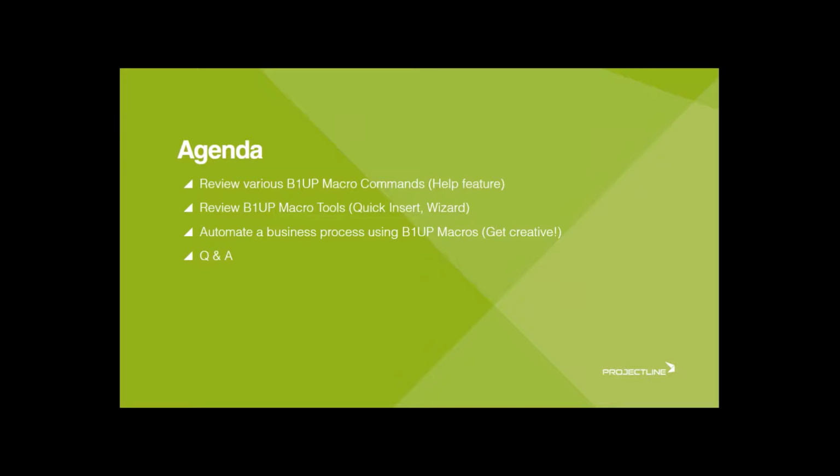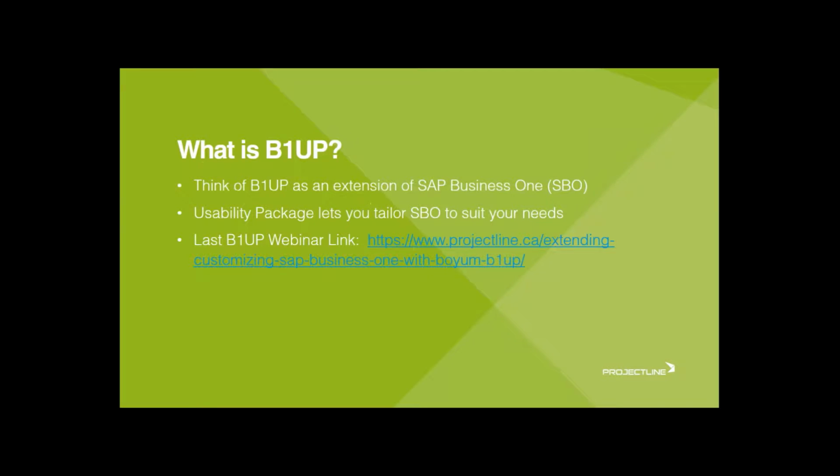We're also going to review the B1UP macro tools. So, for example, the quick insert feature, the macro wizard feature. We're going to see how that works and how it helps you create macros. We're also going to have some fun today. So we're going to automate a business process using B1UP macros, and we're really going to get creative. Okay, and then we'll end today's webinar with a little Q&A at the very end.